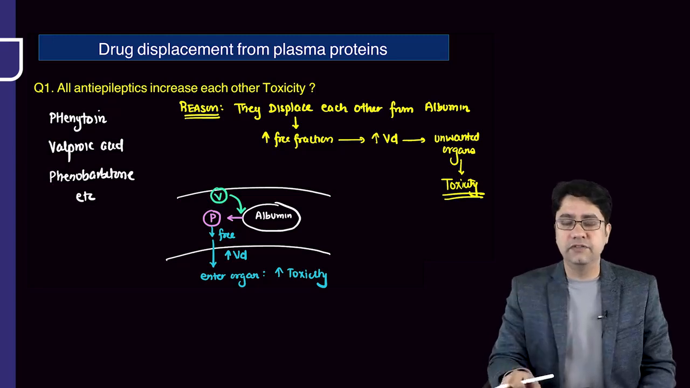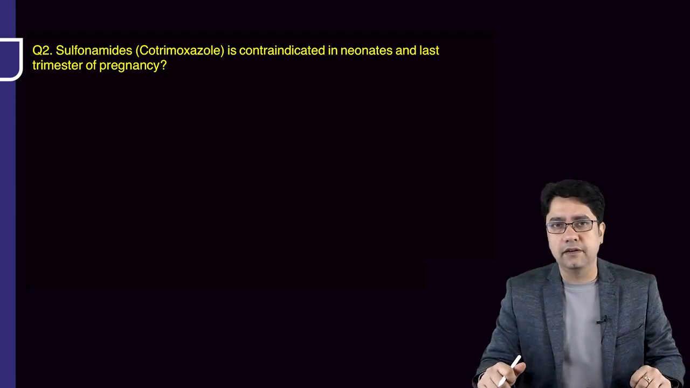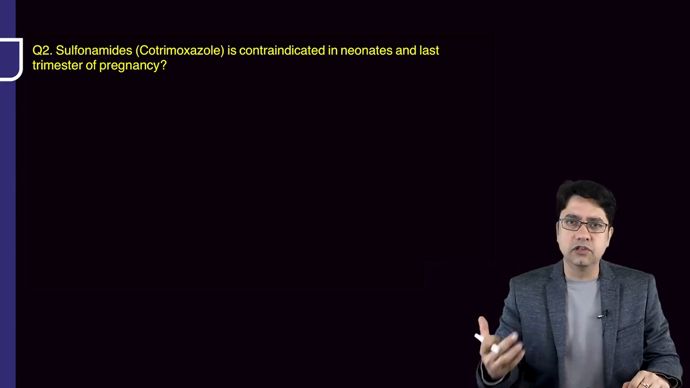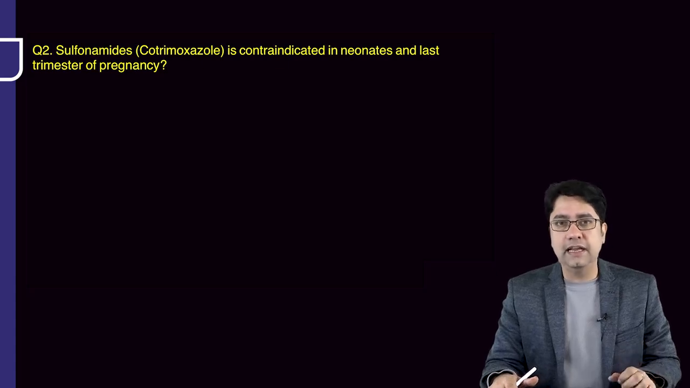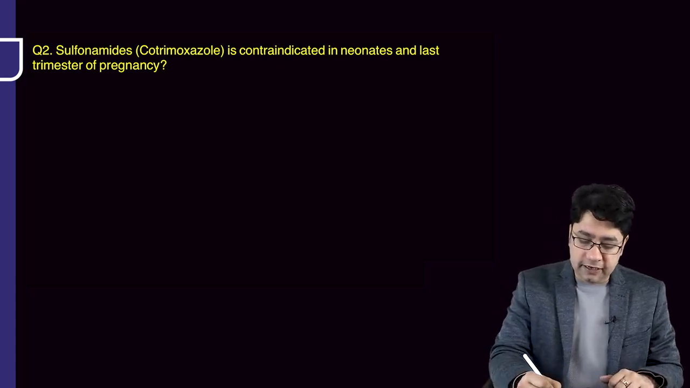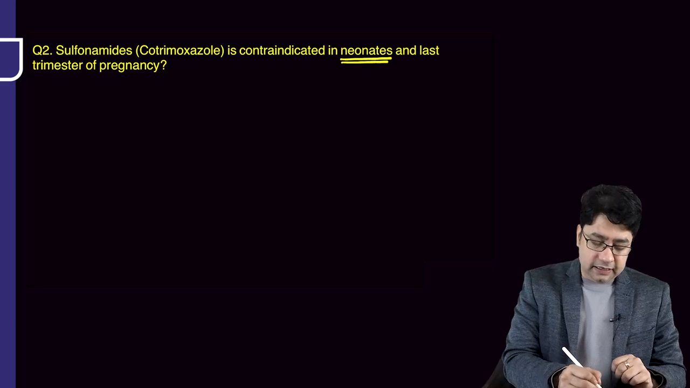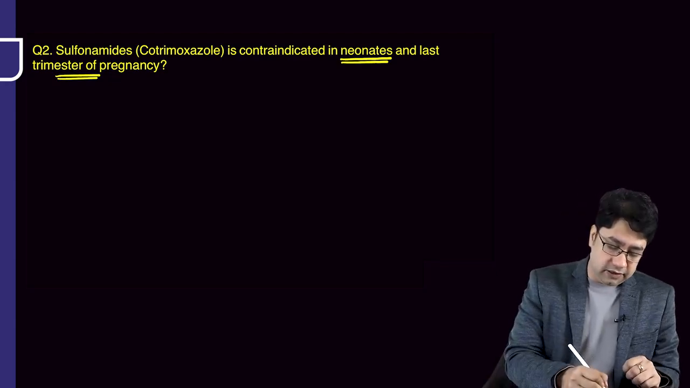Now, another question which is a very frequently asked question, there is an antibiotic known as sulfonamide, which is also available as cotrimoxazole. So this antibiotic is contraindicated in newborn infant or neonates, and it is also contraindicated in last trimester of pregnancy. Now let's see the reason for it.